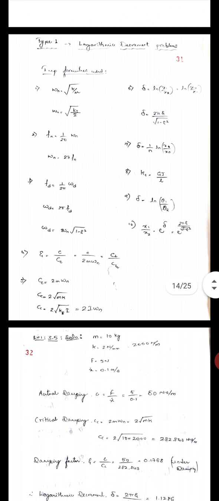So kt, the stiffness of a circular shaft, is GJ by L, where G is the modulus of rigidity, J is the polar moment of inertia, L is the length of the shaft. For circular amplitudes, logarithmic decrement delta can also be written as, ninth one, delta equals ln of theta 1 by theta 2, where theta 1 and theta 2 are the angles turned by the circular shaft. 10th one, ratio of successive amplitudes x1 by x2 is e raised to delta, or e raised to 2 pi zeta upon square root of 1 minus zeta square.